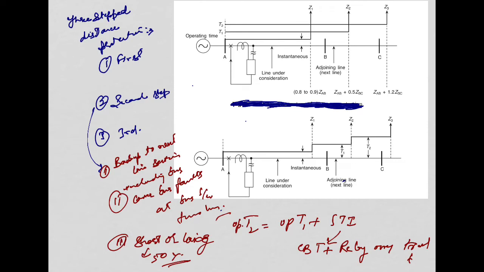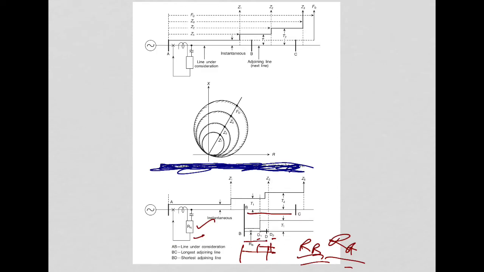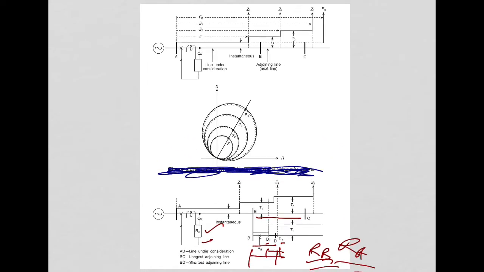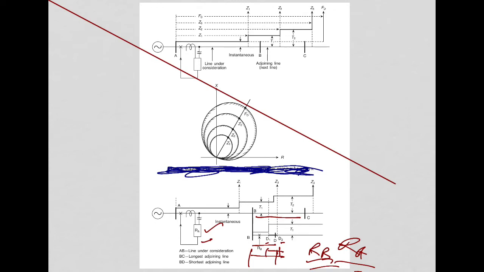Now, also we will have an additional distance measuring unit whose reach is beyond the third zone. The operating time of this unit is instantaneous, and this unit is known as the fault detector or the starter unit. So along with that, this is the fault detector or the starter unit, that is F0.